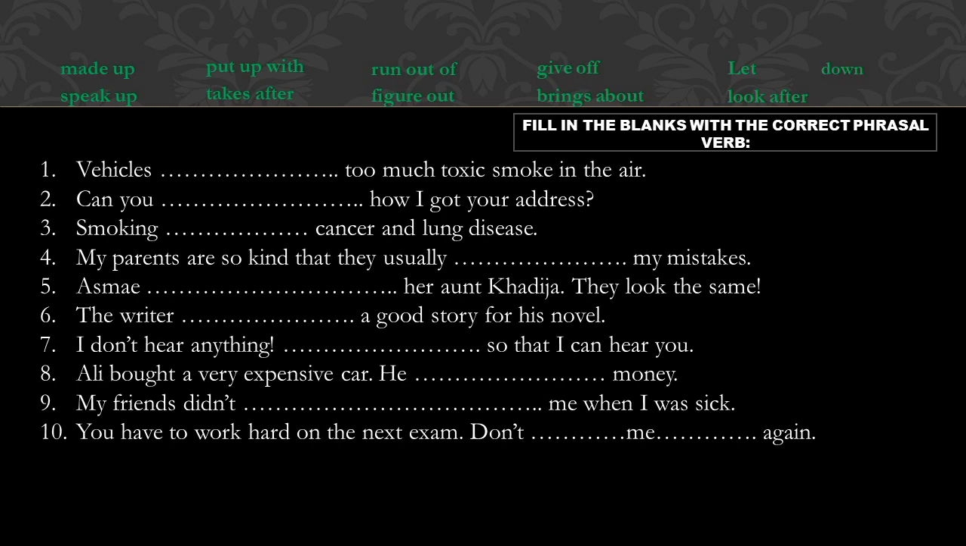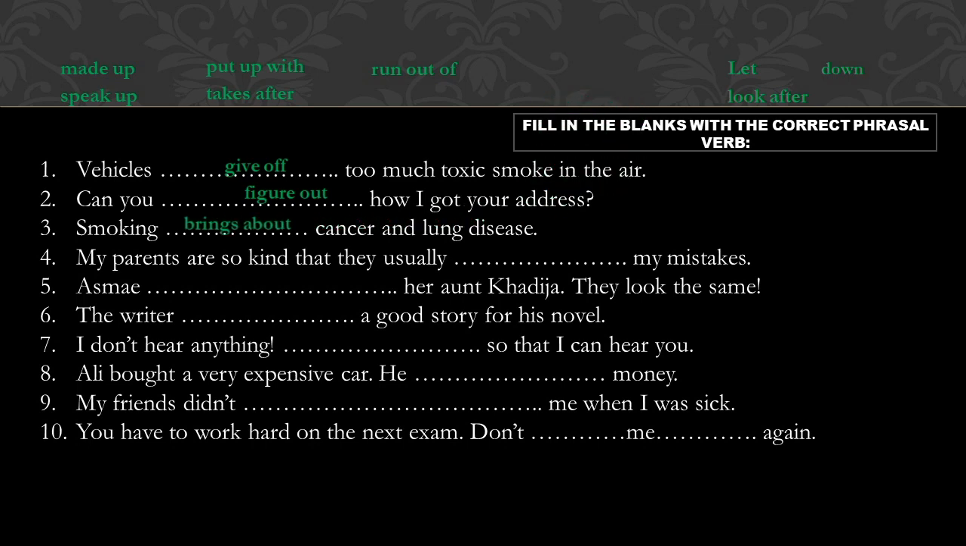So for the first one, we can say vehicles give off too much toxic smoke in the air, which means to release. Number 2, can you figure out how I got your address? Number 3, smoking causes cancer, which means brings about.